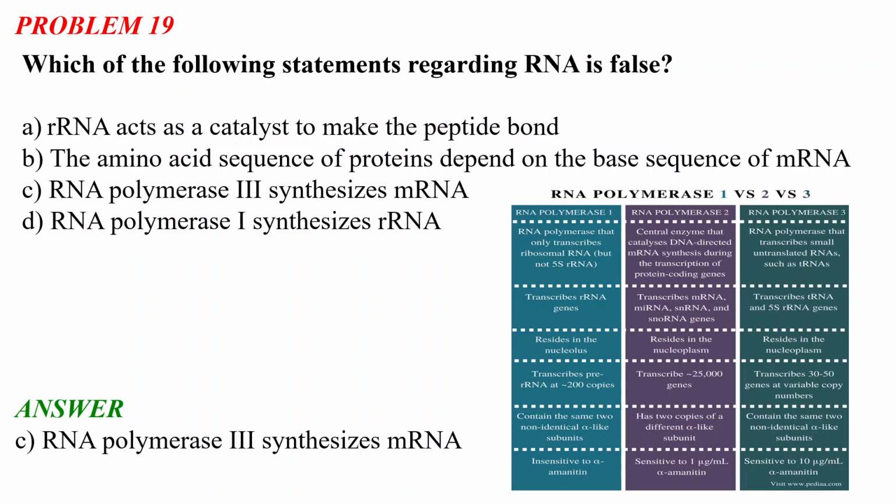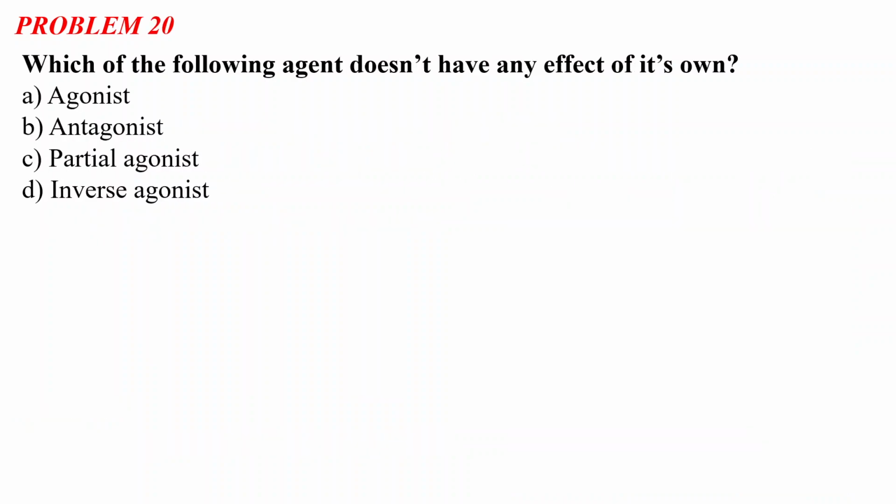Now, I will move toward the last question of today's session. Question number 20 says, which of the following agents does not have any effects of its own? The options are A, agonist, B, antagonist, C, partial agonist, and D, inverse agonist. Which of the following agents does not have any effect of its own? So, try to answer this.